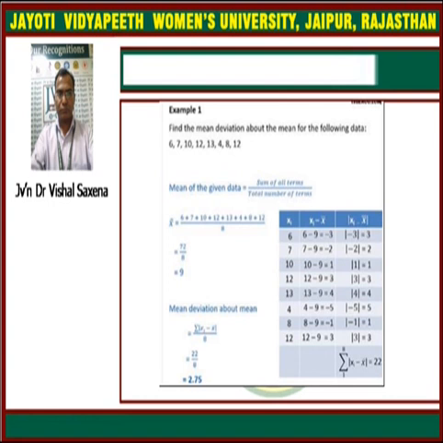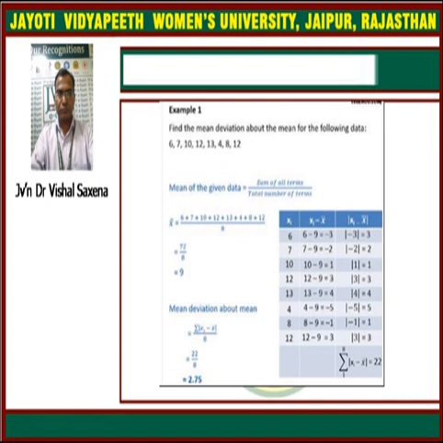Suppose we have some data like 6, 7, 10, 12, 13, 4, 8 and 12, and the question is to find the mean deviation from the mean. So we have to find the mean deviation about the mean for these data, and to solve this question, we first write the formula for the mean deviation, which is sigma |xi minus x bar| upon n.